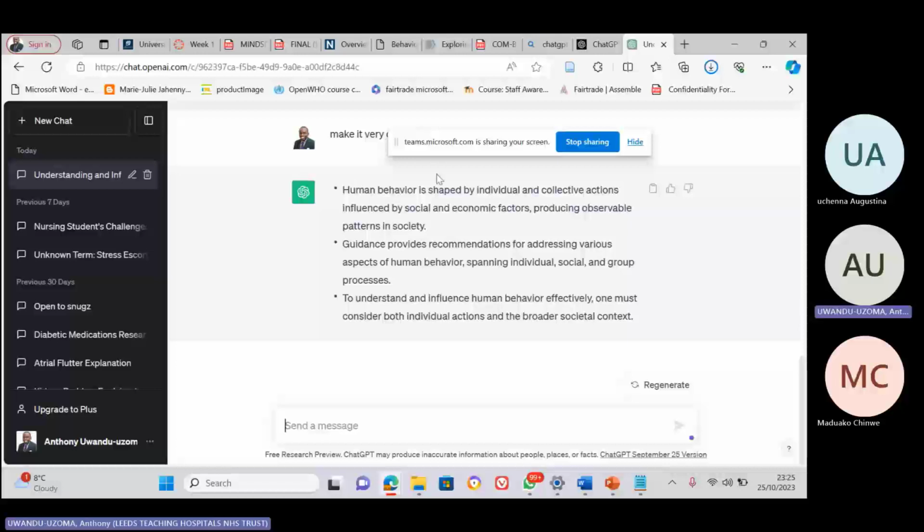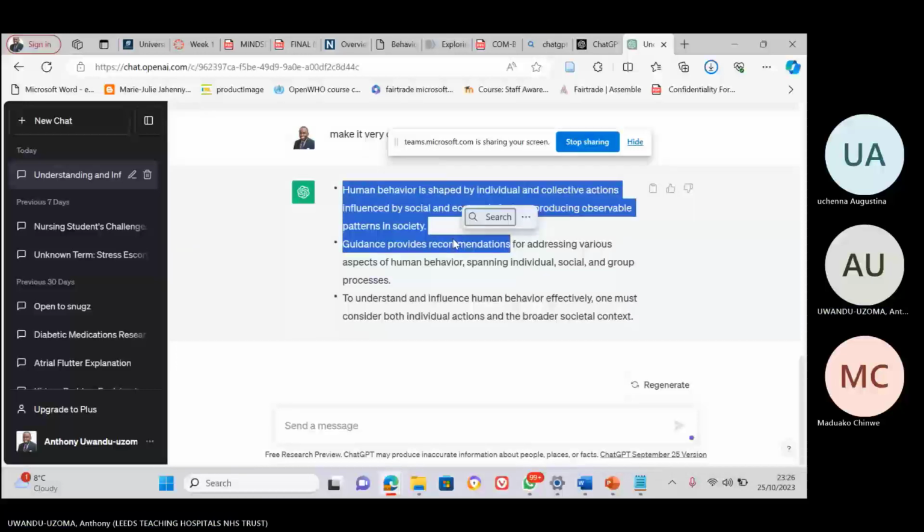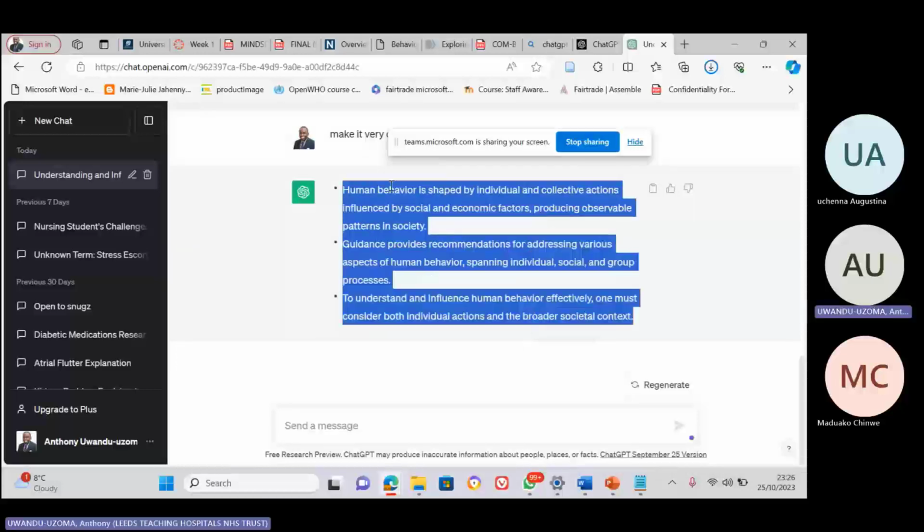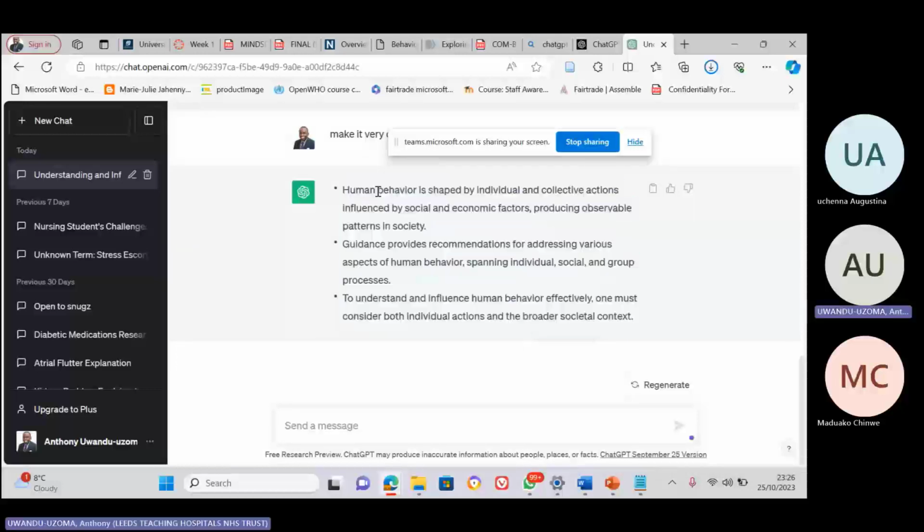So as if I'm now writing my essay, I can paraphrase this, but I am not going to copy this because if you copy it, it's going to detect it. So I can say human behavior is shaped by individual and collective actions, okay, influenced by social and economic factors, producing observable patterns in society.